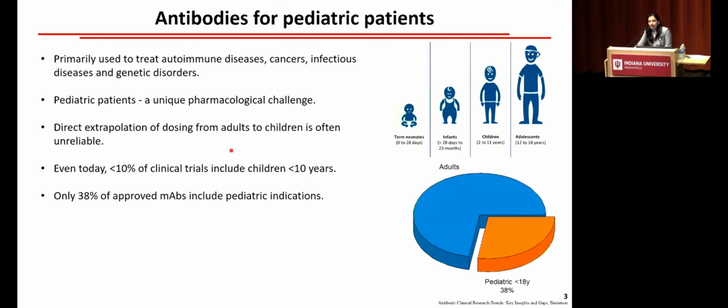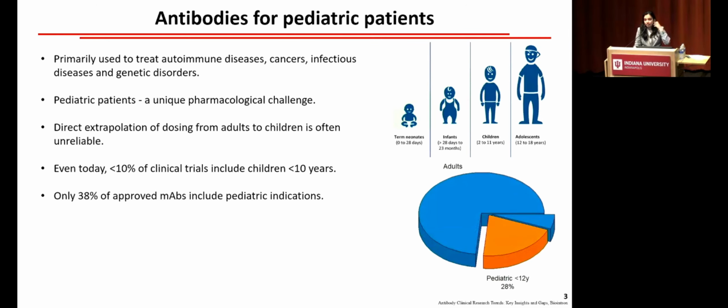This becomes even harder because there is very little PK data available in pediatric patients. Even today, less than 10% of clinical trials include children. Only about 38% of these approved antibodies have pediatric indications included. This problem becomes even greater when you consider younger patients who are less than 12 years old, where only 28% of approved antibodies have pediatric indications, and it is further lower for infants and neonates, as can be seen over here.